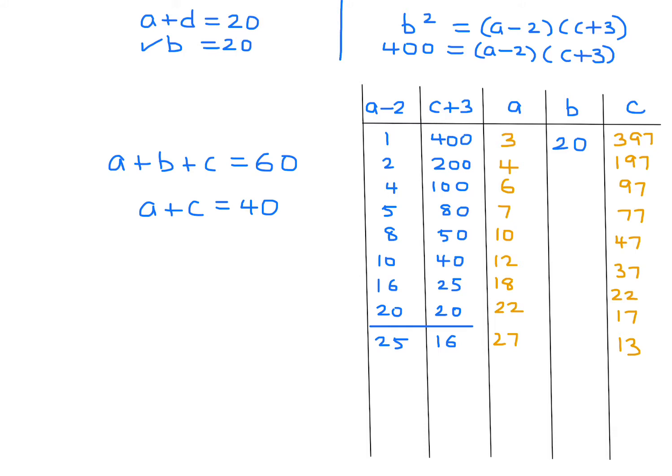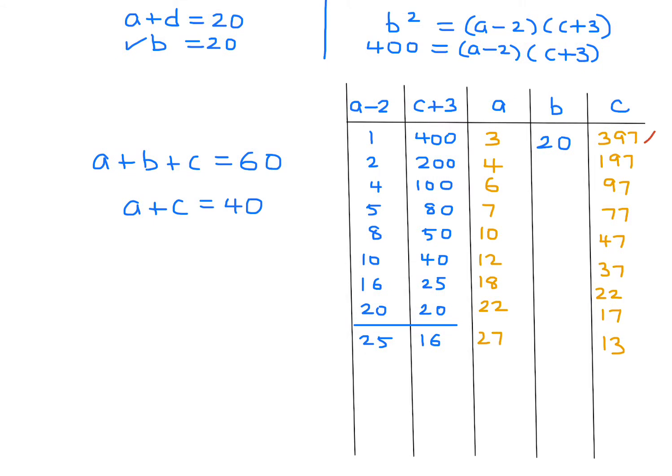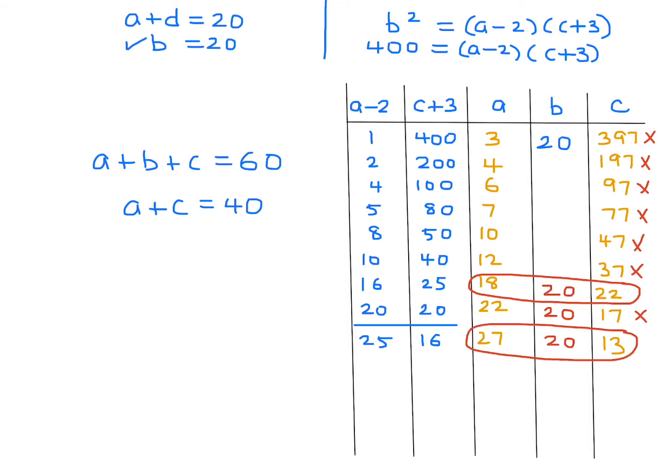All right, well, obviously, this is not going to be a solution. That's way too big, right? But how about this guy? 37 and 12? No, that's not going to be 40. But this is 40. 18 and 22 is 40. And then what about 17 and 22? Ooh, that's close, but nope. And what about this guy? 13 and 20. Yeah, that works.